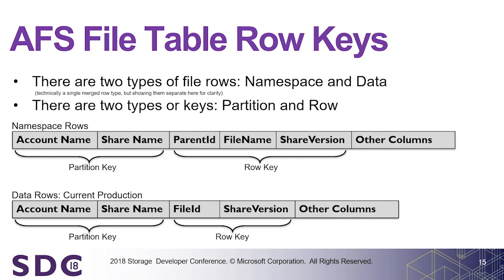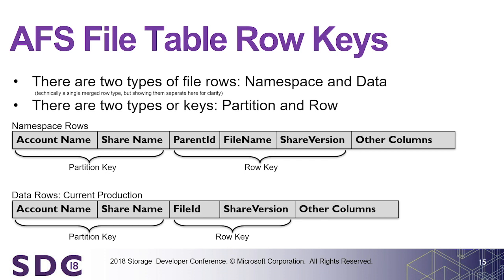So this is our row key. This is the Azure file table row. This is the most important one. And there are two types of file rows, namespace and data, and that little thing that you can't read there says that they're actually technically one type of row. What we've done is there's actually a column called a row type, and it's a partition key. And so it kind of changes the identity of different columns in that row. Though conceptually, it's more like two different rows. And so I'm showing you here two different rows because this actually makes it easier to understand.